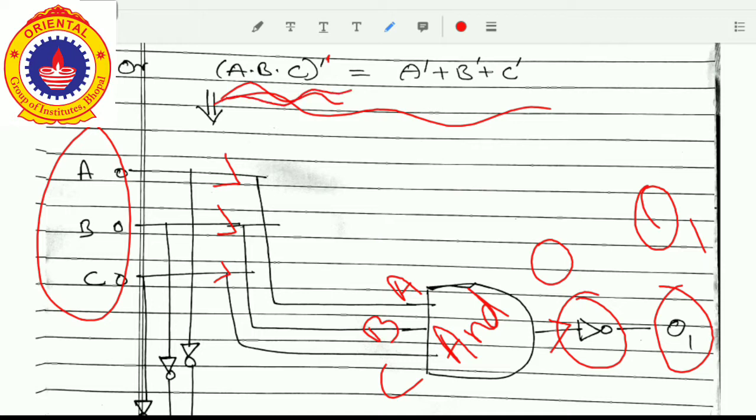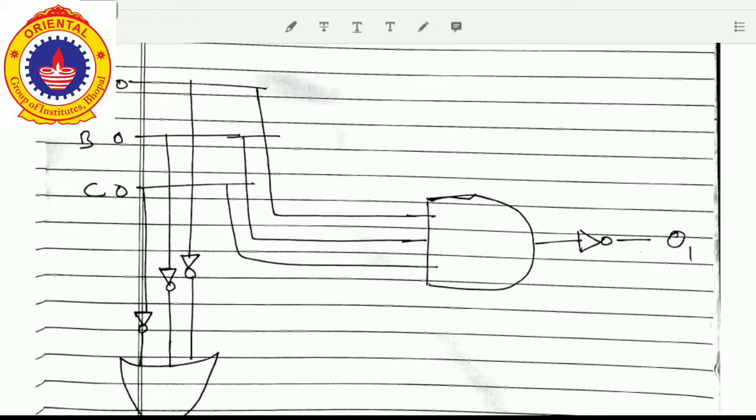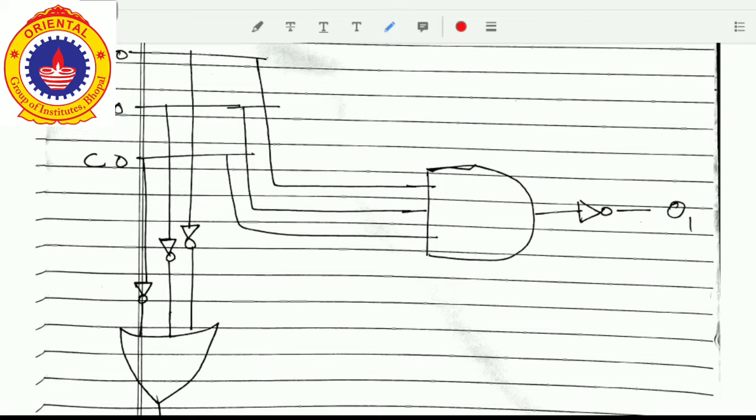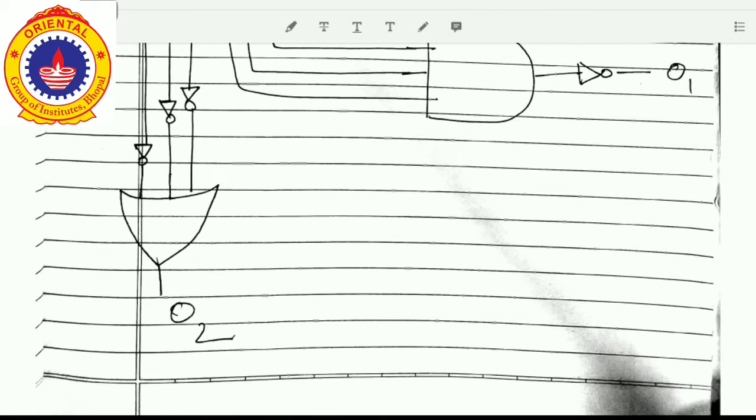Then we will have the right-hand side of this equation, that is A complement plus B complement plus C complement. For this we need an OR gate, and for complementing each input we need NOT gates. Here you can see we have the NOT gates. Because of these NOT gates, the inputs of the OR gate will be A complement, B complement and C complement. So the output of this OR gate will be A complement plus B complement plus C complement. This is output 2.